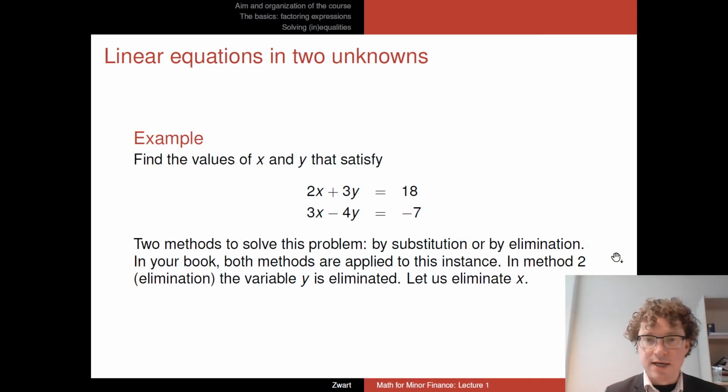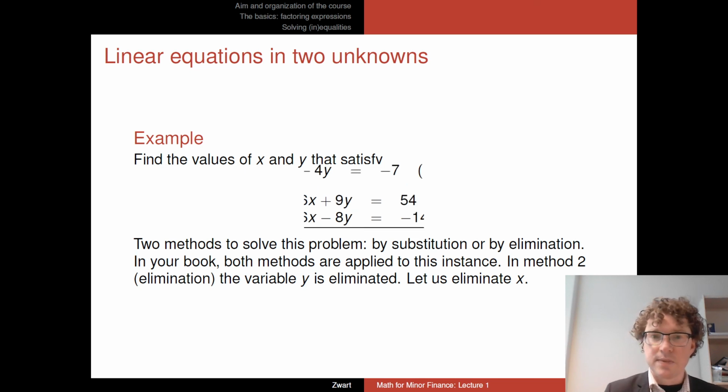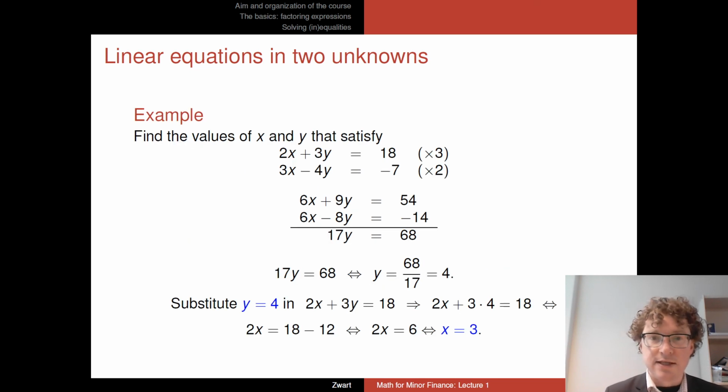So here we are on the slide again. So this is what we did. So on the slide, I did the same thing. So I multiply the first equation by 3, the second equation by 2. Why did I do this? Well, then we get the 6x in both linear equations, and that allows us basically to subtract those two, which is what's happening over here.